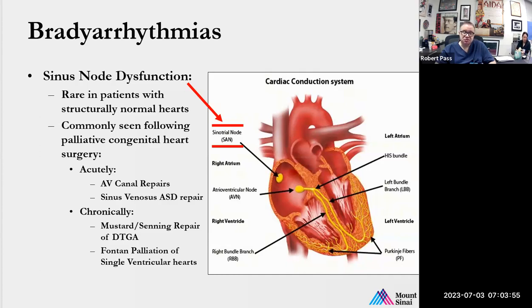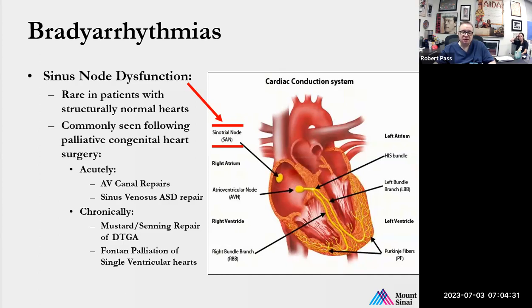Sinus node dysfunction is extremely rare in patients who have a structurally normal heart, but it is commonly seen following congenital heart surgery. In an acute phase, it's not uncommon to see sinus node dysfunction following AV canal repairs or sinus venosus ASD repairs. Sinus venosus ASD repair makes more sense, right? Because the surgeon is literally putting sutures around the area of the sinus node. AV canal repairs, I've never had a very good understanding of why that is, but it's not uncommon that patients following AV canal repair will be slow, at least initially.